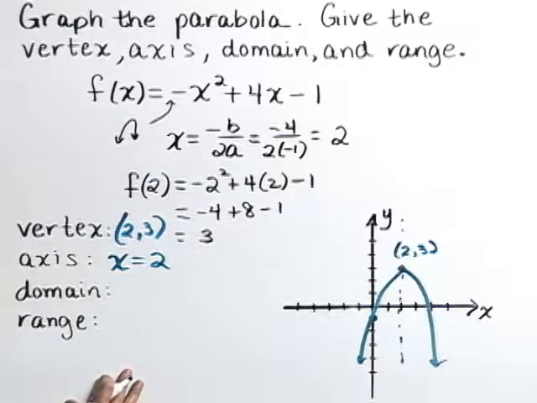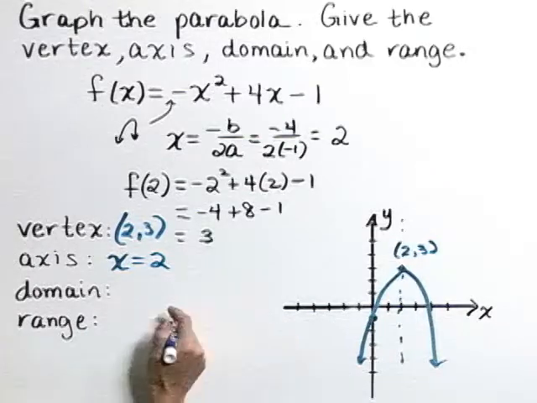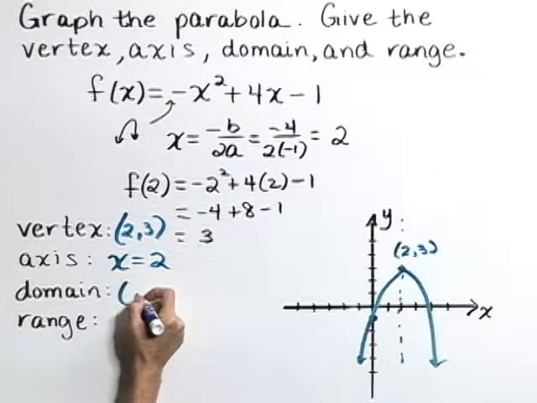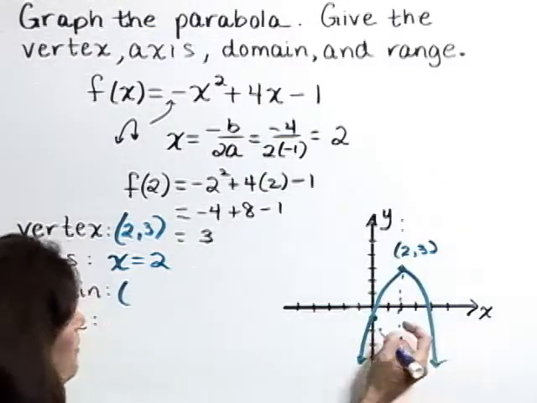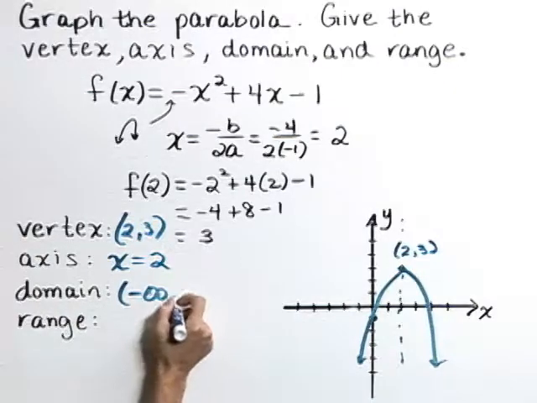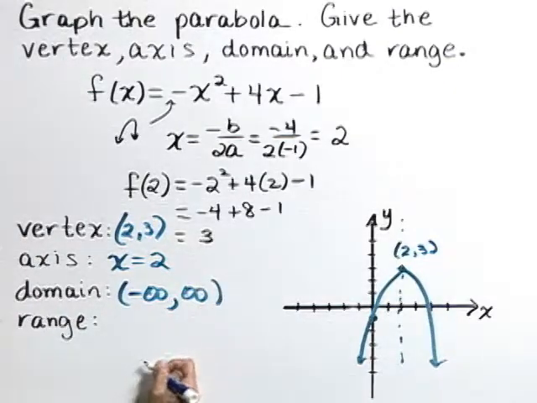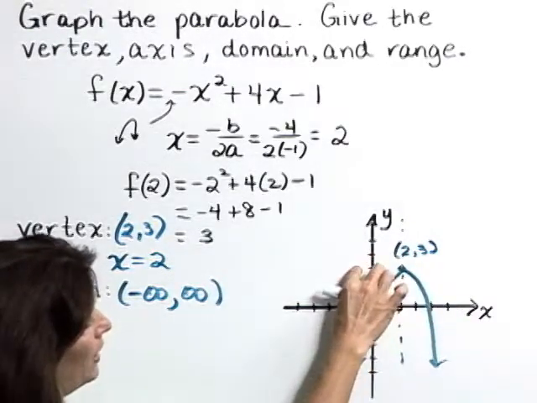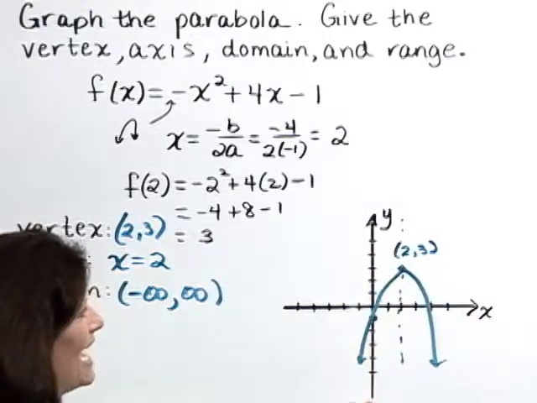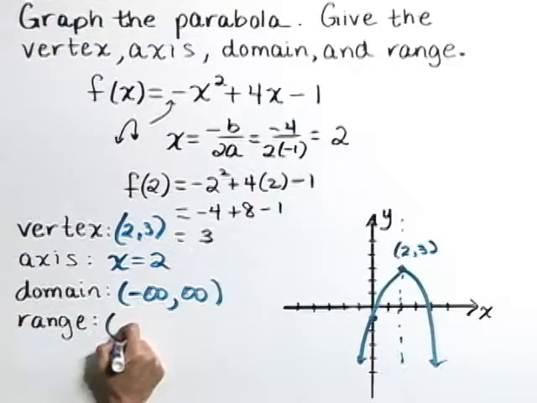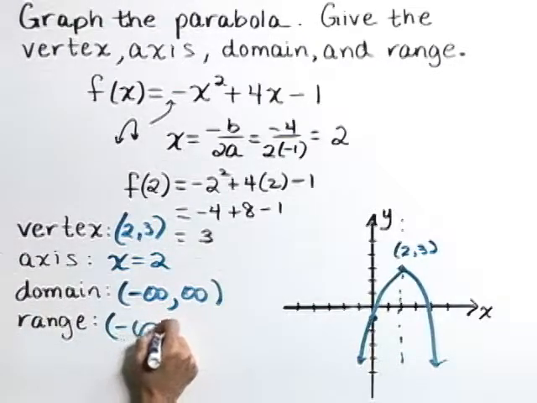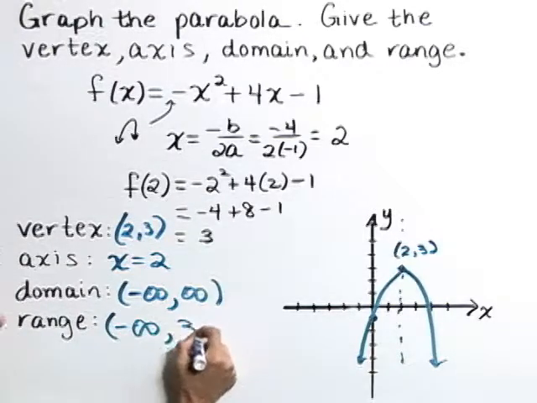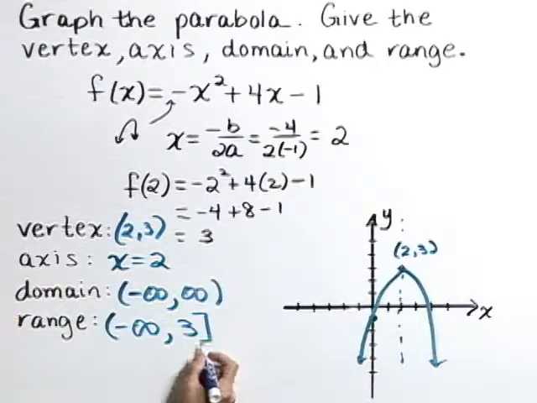Lastly, for our domain and range, the domain is all of those x values that are used from negative infinity to positive infinity. The range starts right here at a y value of 3 and then goes negative. So let's write that range as negative infinity up to 3, and that's inclusive.